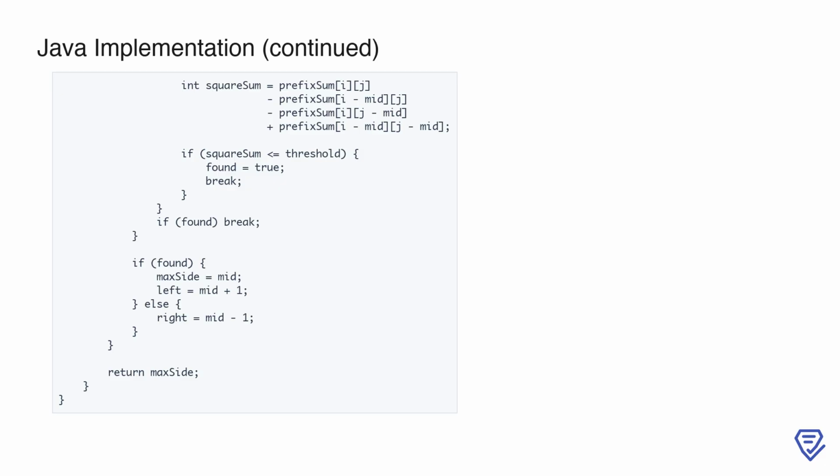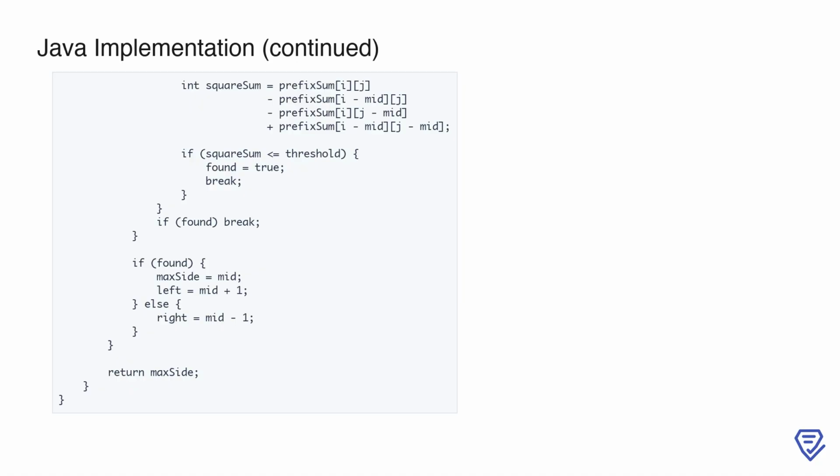Now, we use binary search to find the maximum possible side length of the square that satisfies the threshold condition. We initialize the search range with left as 0 and right as the smaller of M and N, since the side length cannot exceed the dimensions of the matrix. The variable max side keeps track of the largest valid side length found so far.